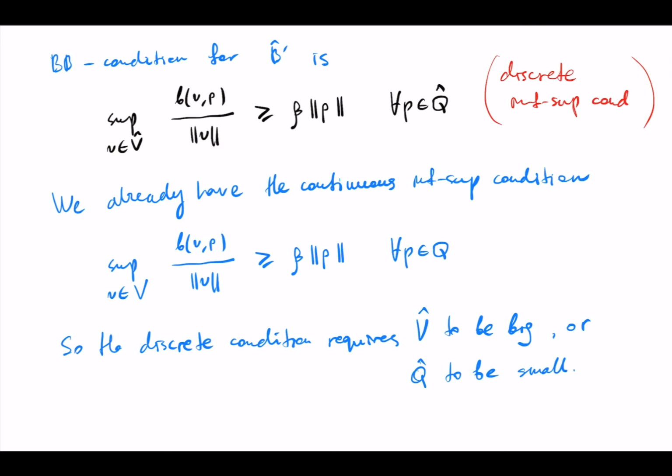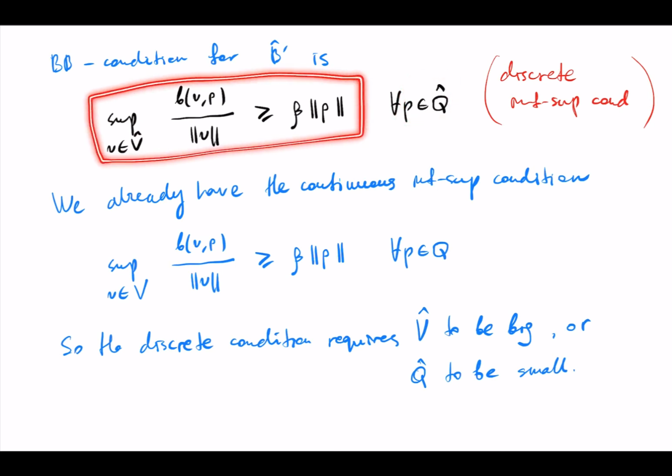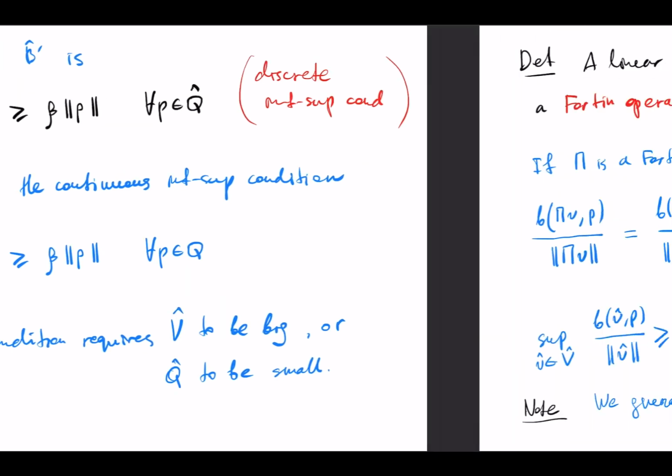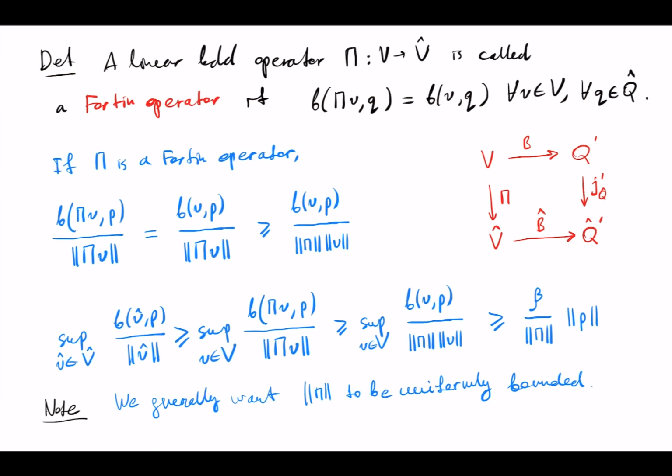On the other hand, say V hat is fixed. If you make Q hat smaller, then you might also have this condition satisfied. So the discrete inf-sup condition basically wants V hat to be big and Q hat to be small. There are many ways to check this discrete inf-sup condition, and one very nice way is to go through an approach called the Fortin operator. A linear bounded operator sending V to V hat is called a Fortin operator if it satisfies this condition.